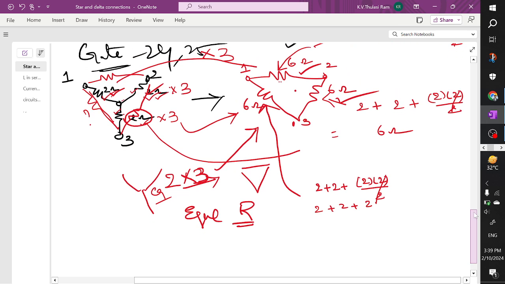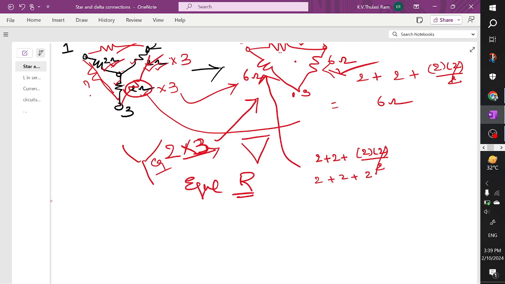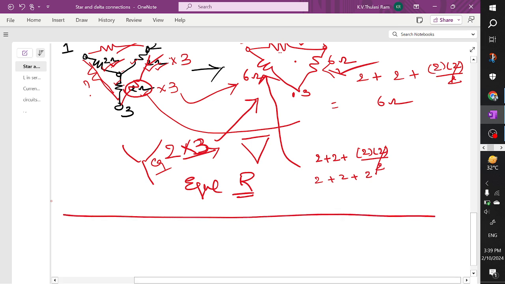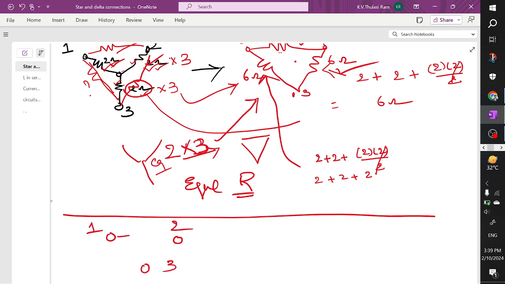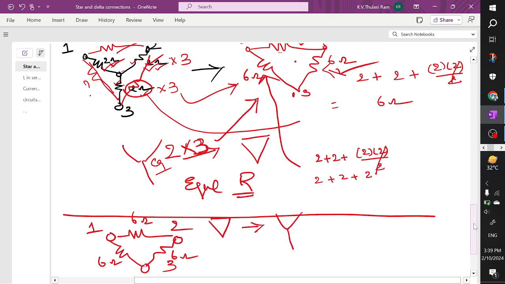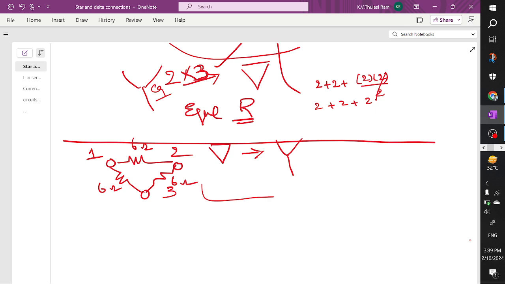Now let's try to construct the second one, delta. So here what is given to us is a delta network with three branches: 6 ohm, 6 ohm and 6 ohm. This value is 6 ohm, this value is also 6 ohm, this value is also 6 ohm. Now we are performing the conversion of delta to star.